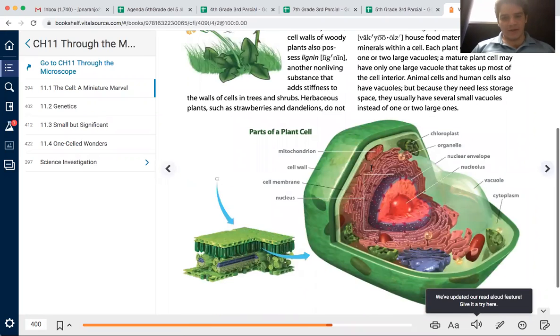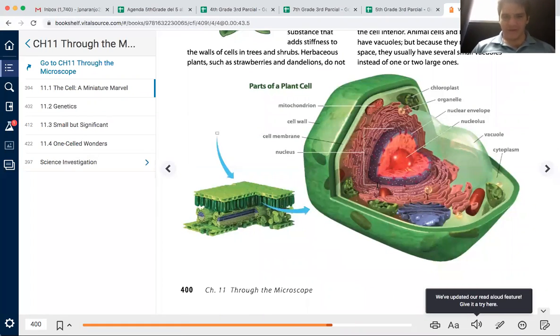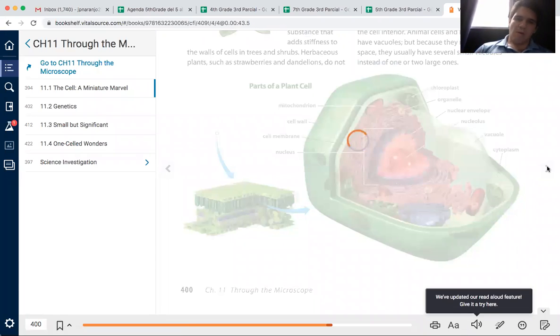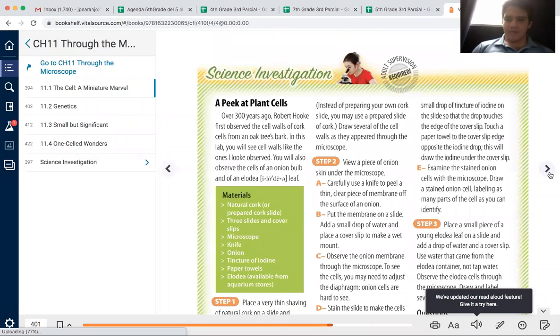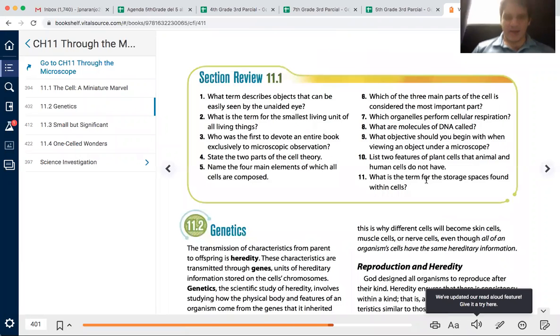Then we have a plant cell. Plant cells don't look too different from human cells. They still have a nucleus, they have a cell wall, but they have more stuff like a chloroplast. That is what the parts of a plant cell look like. I wish we could have looked at that. All right, that's the first one.